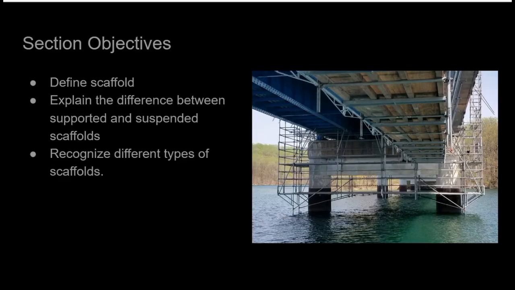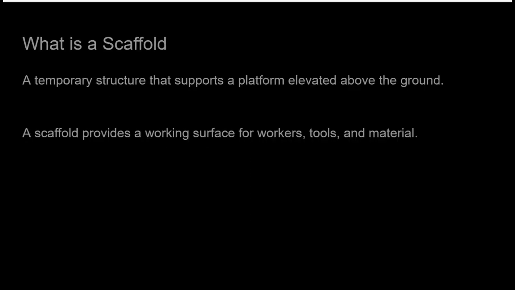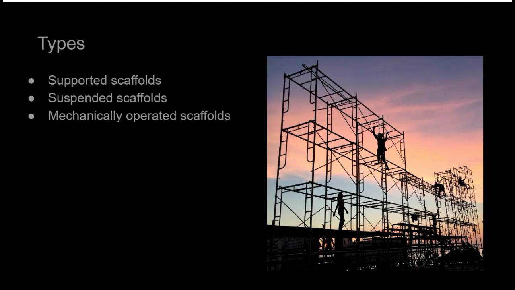By the end of this section, you will be able to define scaffold, explain the difference between supported and suspended scaffolds, and recognize different types of scaffolds. The scaffold is a temporary structure that supports a platform elevated above the ground. It provides a working surface for workers, tools, and materials.